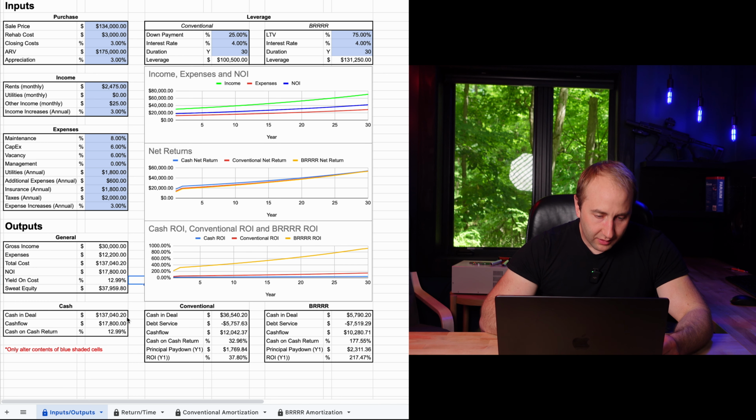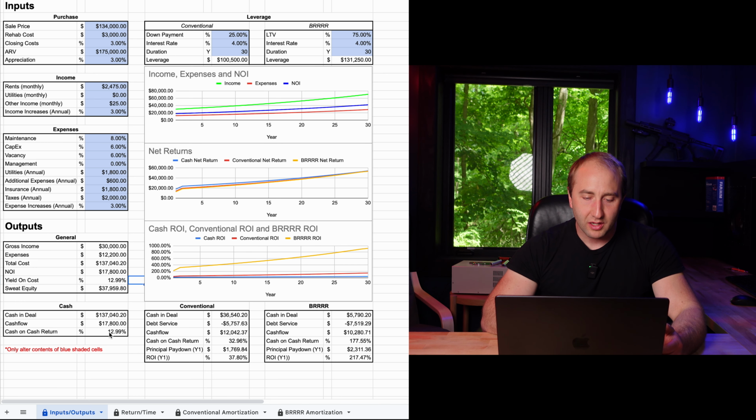Cash in deal. So here we get to different ways where you could structure a deal. If you purchased it just with cash, here's how much cash flow you get.